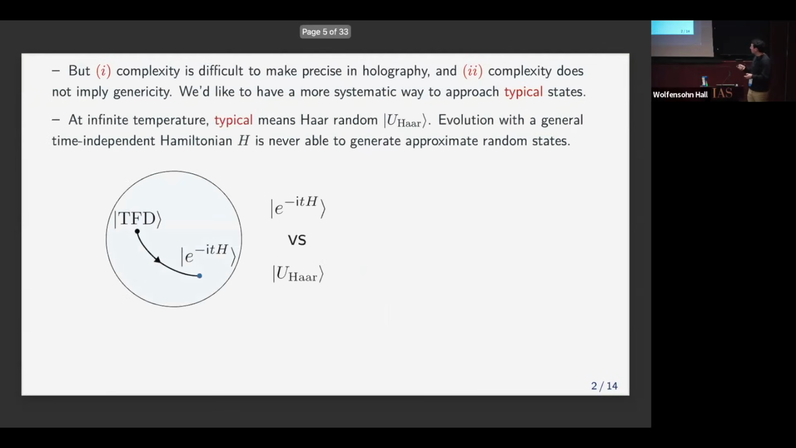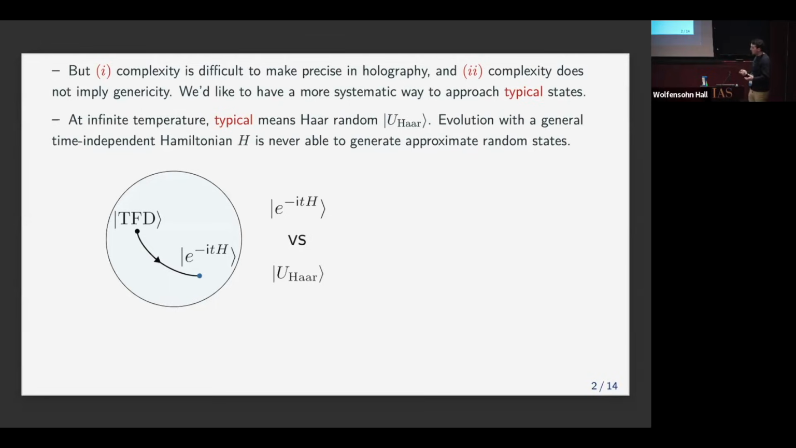So let's just consider an infinite temperature situation in a finite entropy system. Here, typical for a two-sided Hilbert space just means Haar random. So essentially, the two-sided state dual to a Haar random unitary, that's what I'm going to be calling typical in this infinite temperature situation. Another way to call this state is a random maximally entangled state between the two systems. Okay?